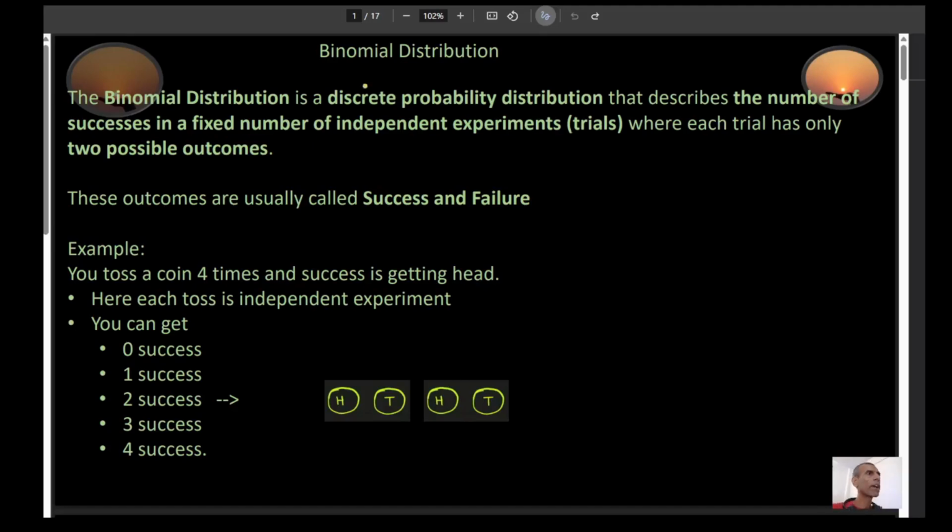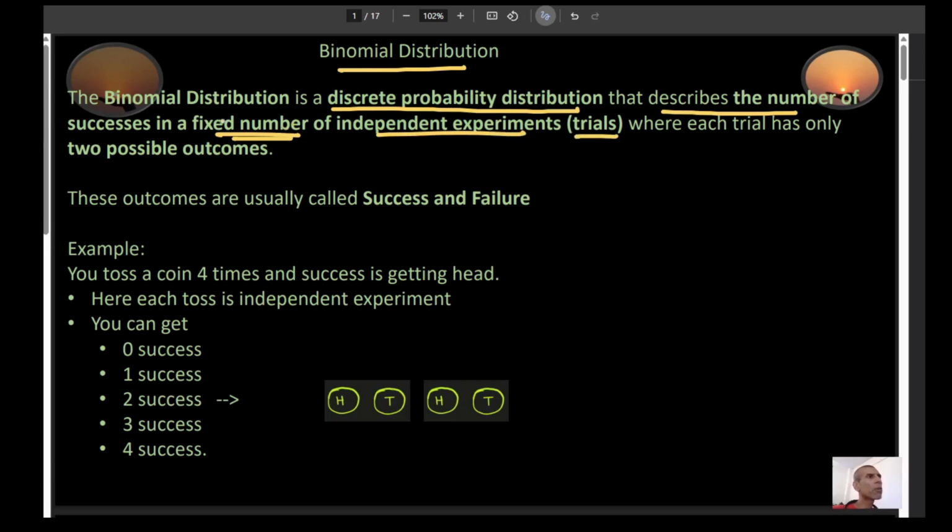Hello students, welcome back. So now we are going to be studying binomial distribution. This distribution falls in the class of discrete probability distribution functions. And what it does is describe the number of successes in a fixed number, and this is the key word, in a fixed number of independent experiments. Another name for experiment is trials.